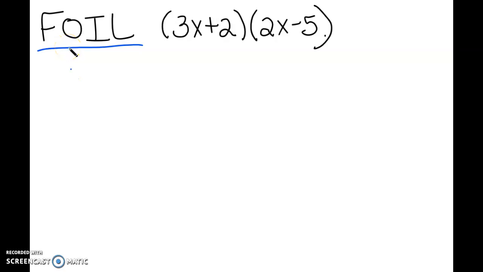Hello class, the purpose of this video is going to be to review factoring trinomials. That's an important skill when we get to evaluating limits algebraically. But the first thing I want to talk about is FOIL.